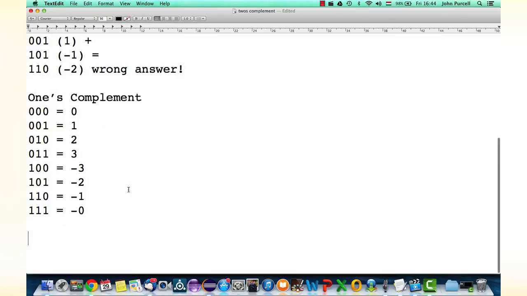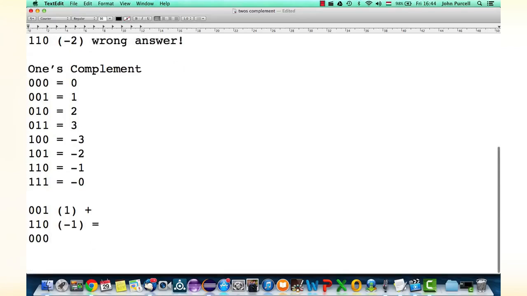Let's try this. So if we add 1, 0, 0, 1, which is 1, plus 1, 1, 1, 0, which is minus 1, equals, let's do that. So 1 plus 1 is 1, 0 plus 1 is 1, 0 plus 1 is 1. It gives us 1, 1, 1, which equals minus 0, which equals 0. So that's the right answer. So 1's complement is a system of storing signed numbers in some bits that allows you to do arithmetic much more easily.